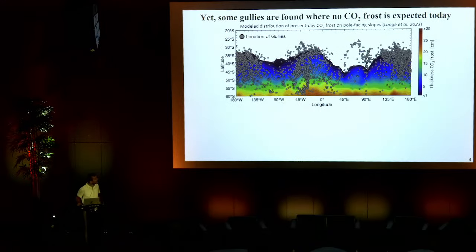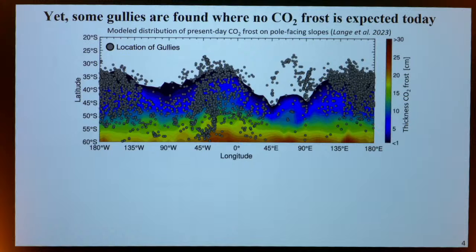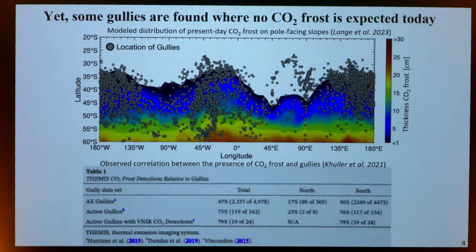Yet, when we look at the distribution of gullies, which are represented here by these gray dots, and the distribution of seasonal CO2 ice on pole-facing slopes, which is represented by the colors on the graph, blue is thin frost, the red part the thickest frost, then it appears that we don't have a perfect correlation between where gullies are found and where CO2 ice is forming today. This is based on a model output and also some observations of CO2 frost using infrared or visible imagery, which show that there is not a complete overlap between where CO2 frost is formed and where gullies are formed.